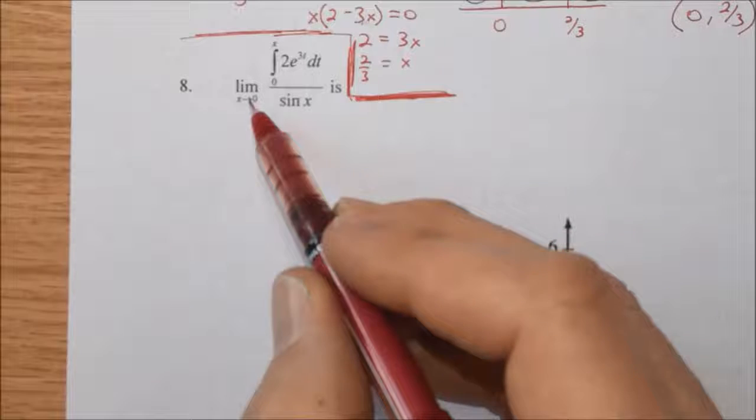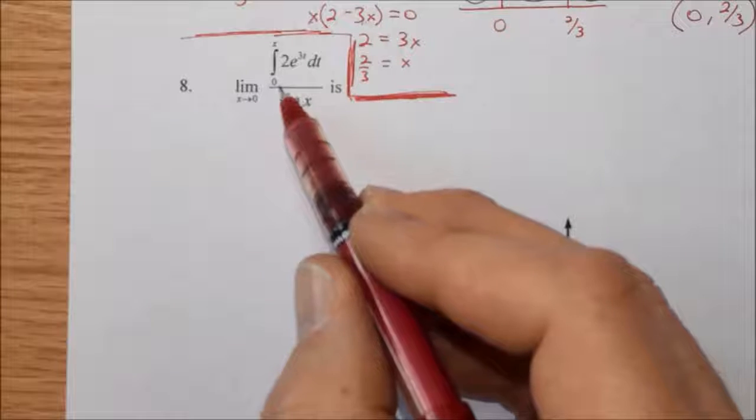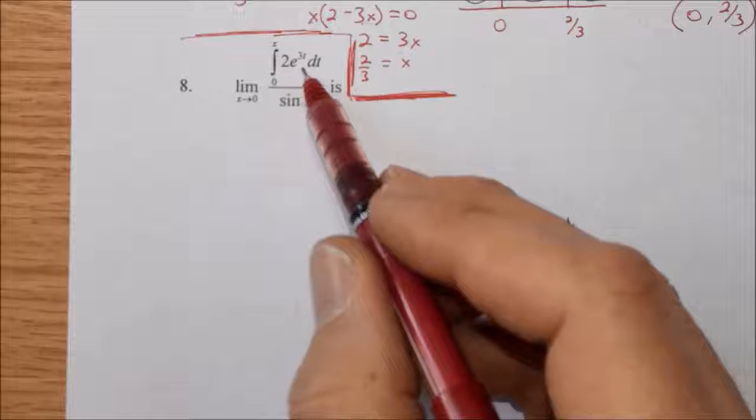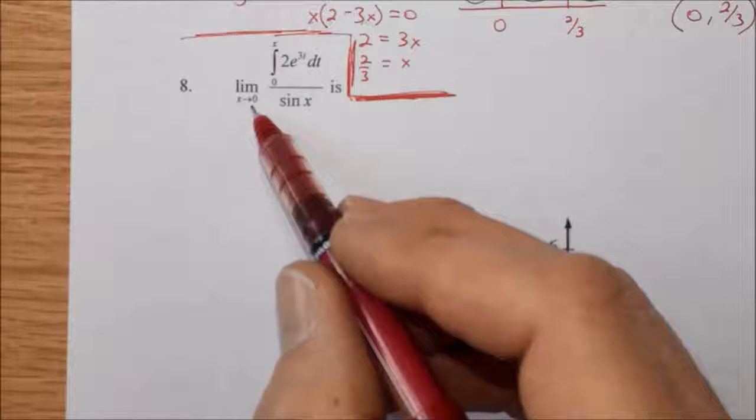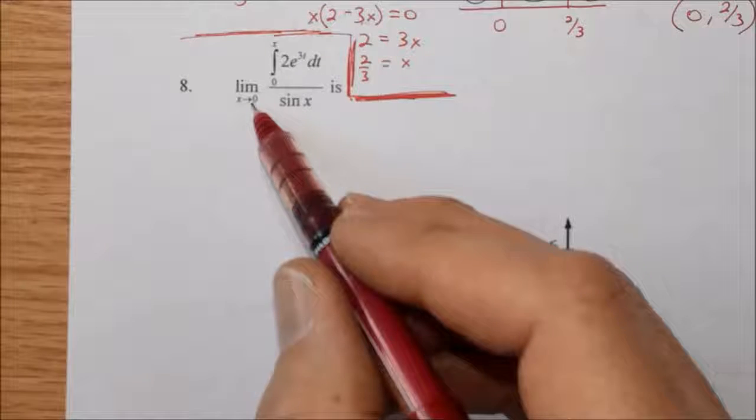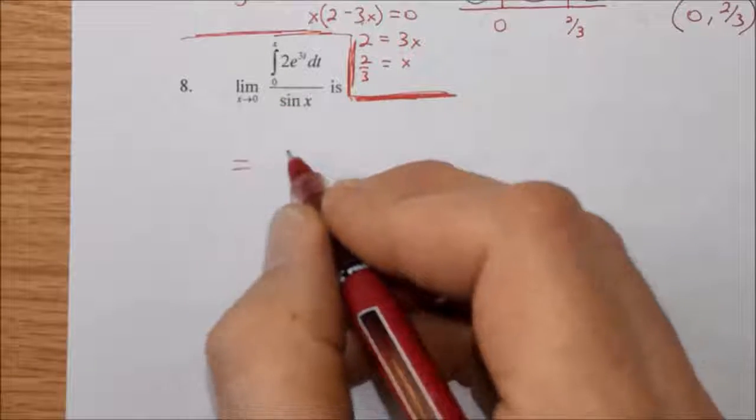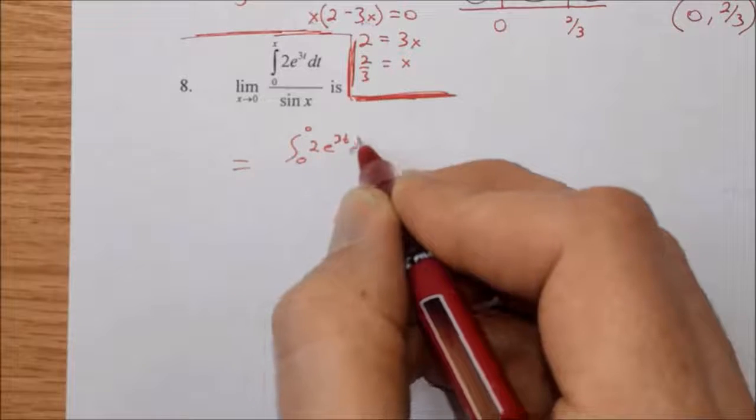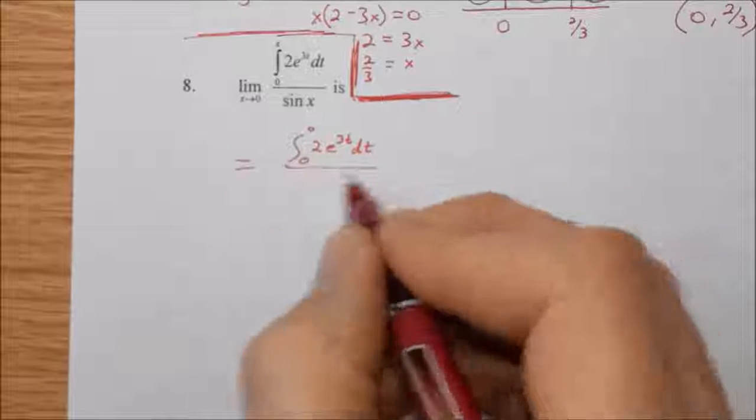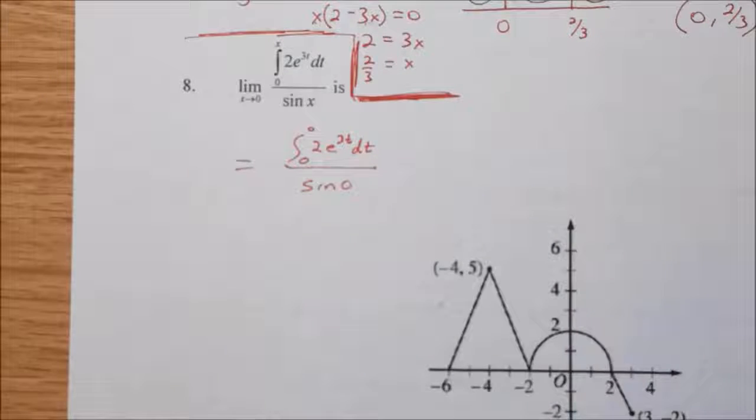With number 8, we have the limit as x approaches 0 of the integral from 0 to x of 2e to the 3t dt over the sine of x. When we're asked to find the limit as x approaches a number, we know we can do so initially by plugging this number in for x. So if we do so, we have the integral from 0 to 0 of 2e to the 3t dt in our numerator, and we have the sine of 0 in the denominator.